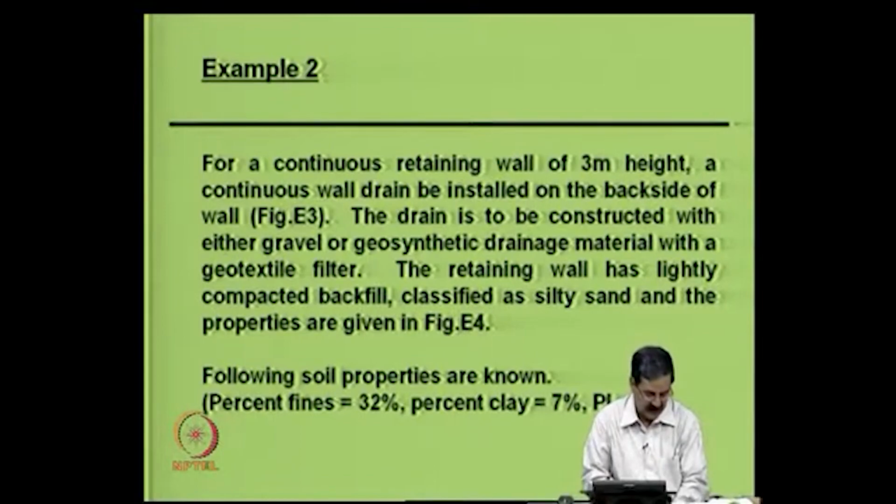Another example that I would like to give is again on a retaining wall. This is a standard application we see in RE walls and other places, and the drain has to be constructed with gravel or a geosynthetic drainage, with a geotextile filter. And then the retaining wall has a compacted backfill, and we know its properties like percent fines and percent clay and all that.